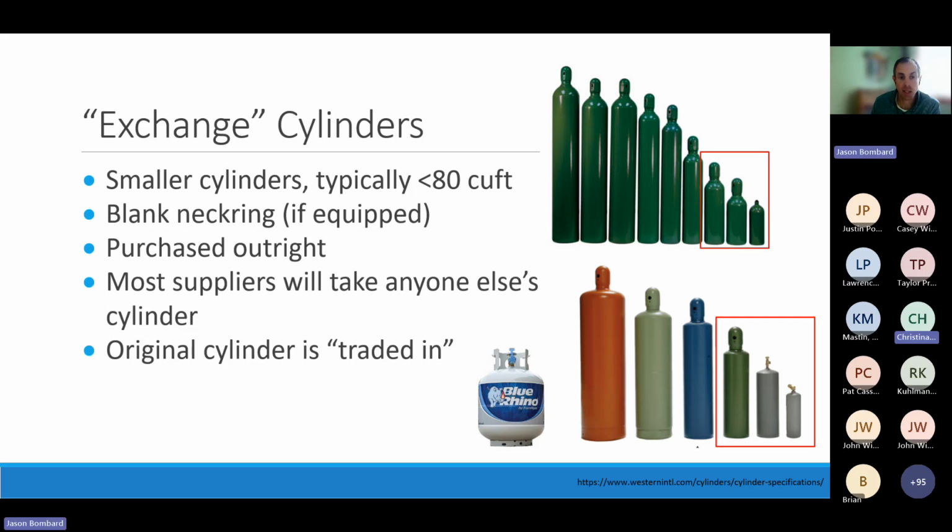Hey, Jason, can I give you a couple more questions that have come in while you're chatting? Yes, please. We've got some good engagement. So I've got a question about DOT. Does it have a maximum service life on COPV cylinders? And if so, where would that requirement be found?